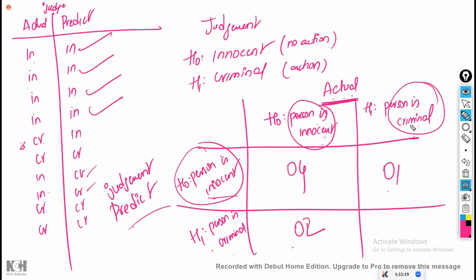Now, how many actual criminals were given as criminals? Criminal with criminal. 1, 2, 3.